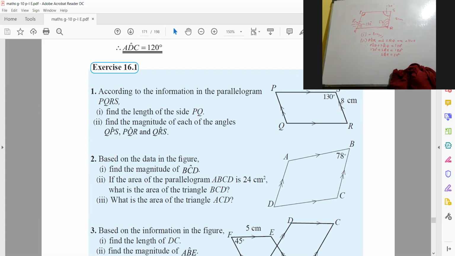SRQ is 50 degrees, right? Then, as in the parallelogram, as the opposite angles are equal, you can get that QPS is also equal to 50 degrees. QPS is also equal to 50 degrees, right? Therefore, the answers are QPS is equal to 50 degrees, PQR is equal to 130 degrees, and QRS is 50 degrees, right? You can see it on the board.